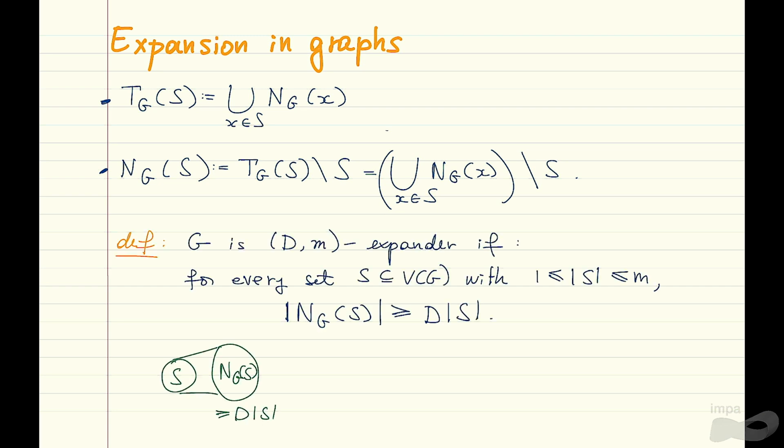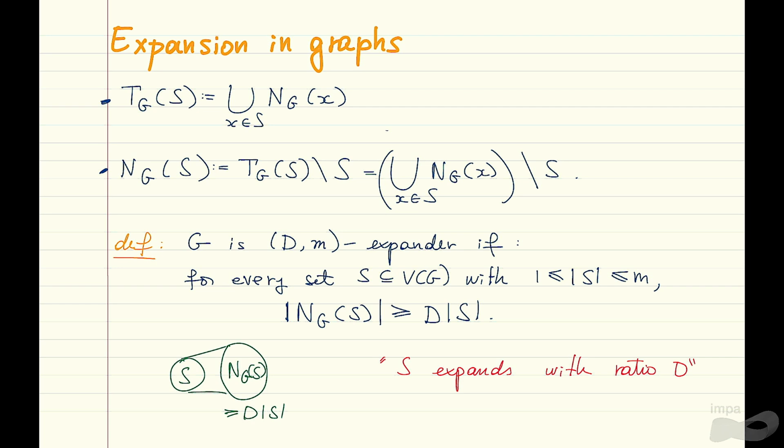Okay, so what is an expander? There are many, many, many ways to define an expander, but this is possibly the easiest way. So we say a graph G is a (D,m)-expander if every time I pick a set S which is small, it has size at most m, the size of the external neighborhood expands by a ratio of D. So we pick here S, we look at the neighbors outside, and the size of this neighborhood is going to grow by a factor of D. So we have to think of this like S expands by a ratio of D. Sometimes, in this talk, D is going to be a constant, but sometimes it could be something which goes to 0.